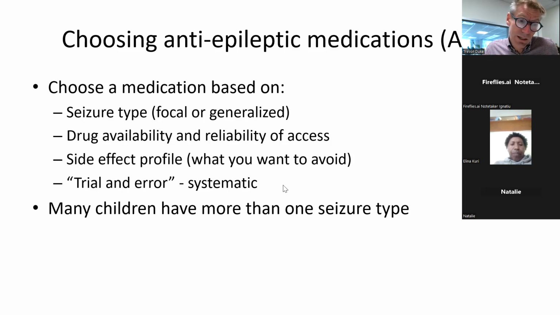You try one and you see how it goes, and then you find out whether it worked in terms of reduction in seizures and also in freedom from side effects. And so that's how you choose, trial and error usually, but also a knowledge of the seizure type the child's having. Now, many children have more than one seizure type. So in some ways, if they're having focal and generalized seizures, then you put them on a medication that will manage generalized seizures and probably have a good effect on focal seizures as well.